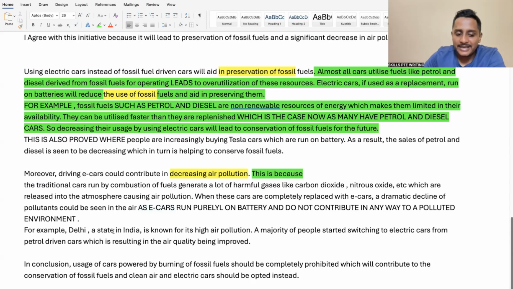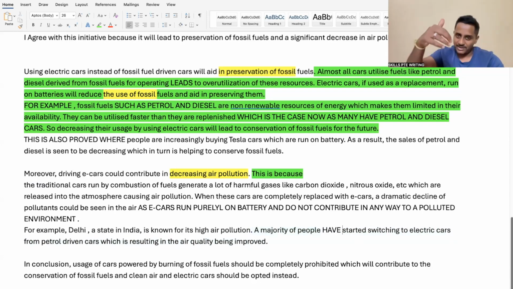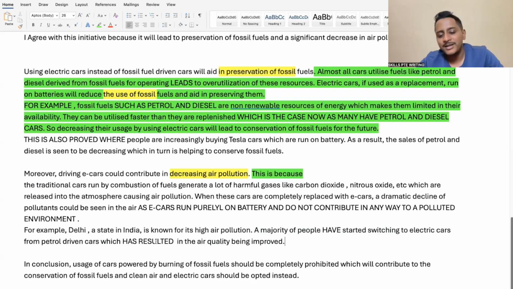For example, Delhi, a state in India, is known for its high air pollution. A majority of people started switching to, have started, means even now it's prevalent, from petrol cars, which has resulted in the air quality being improved. One line is enough, if possible, write two sentences, but it's okay.